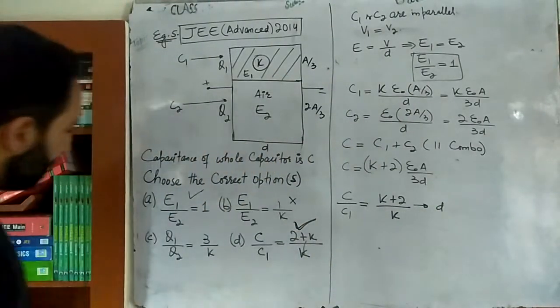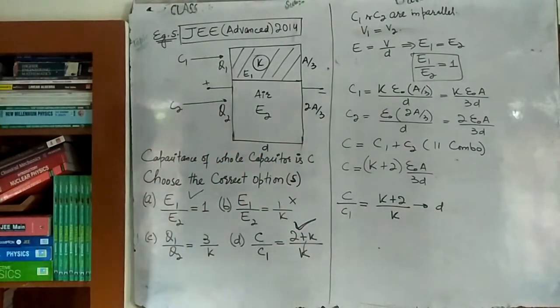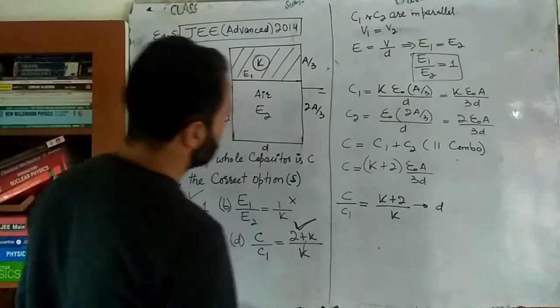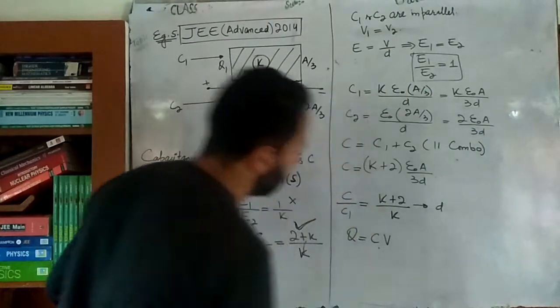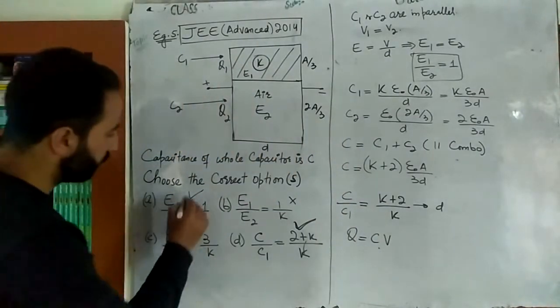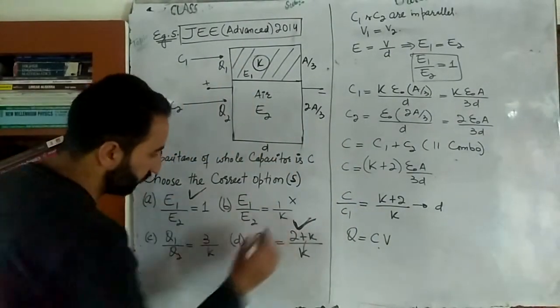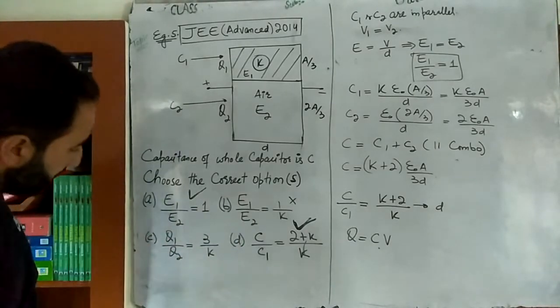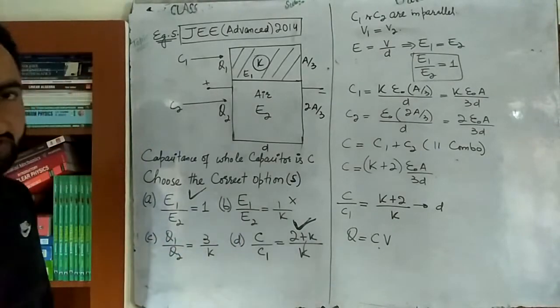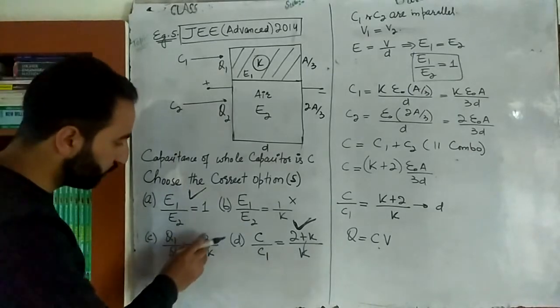Okay, now let's concentrate on the charge. Obviously we have an equation like this: Q is equal to C multiplied by V. So first of all we know that this is correct and this one is correct, that means options A and D are correct. Option B is incorrect, we are sure of that. Now let's focus on option C. Let's see whether Q1 by Q2 is 3 by K or not.